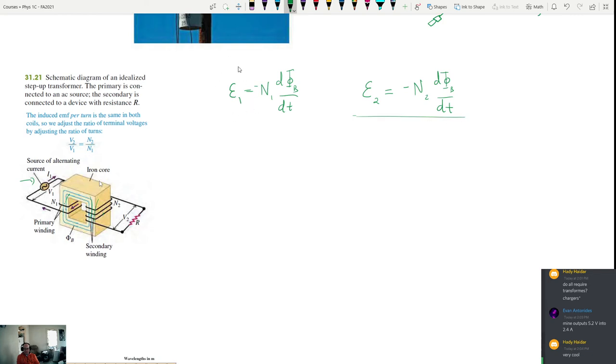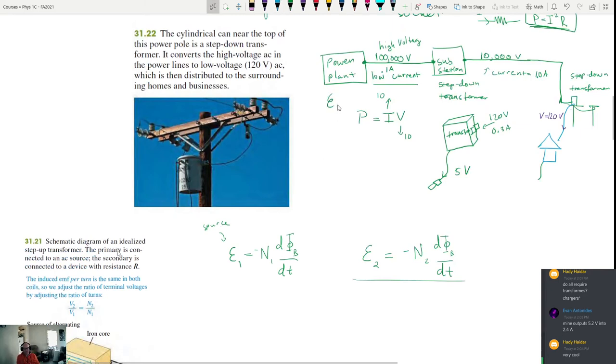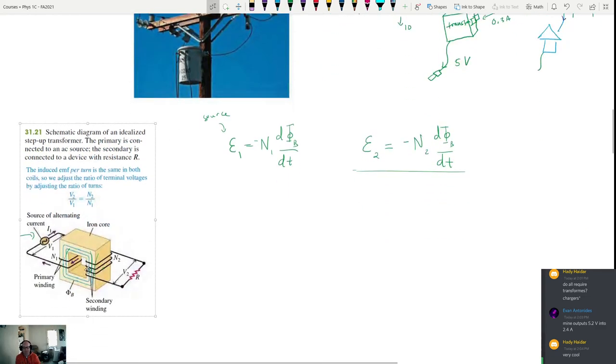Now, E1 in this case is going to be our source EMF. So this is the source, as in our picture over here, it could be the power plant. So this would be like E1. And then E2 could be the power that's coming out of the substation. And all you need to do to step down the power is to realize that when we connect these two objects with this single iron core, the rate of change of the flux is going to be the same for both of them, which means we can divide these two equations so that we get E1 over E2 is equal to N1 over N2. Or it could be written as it's written here.